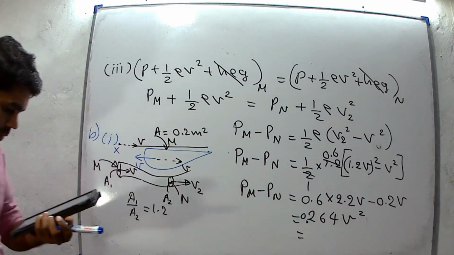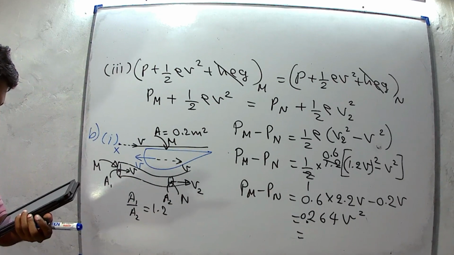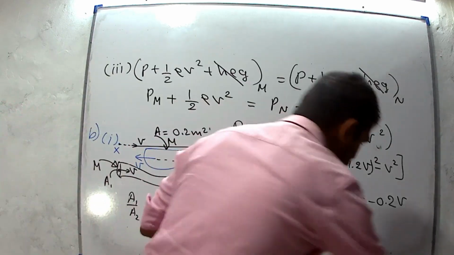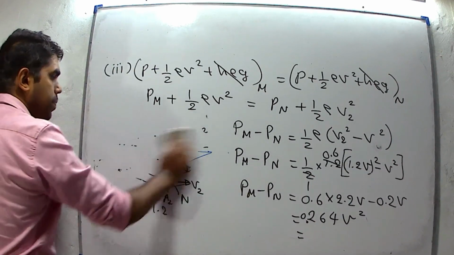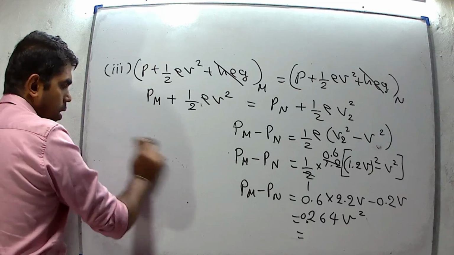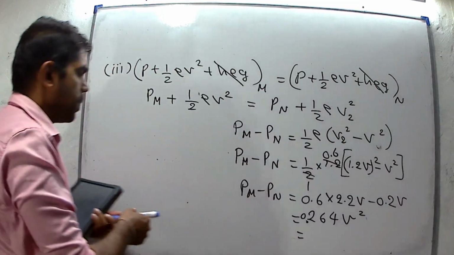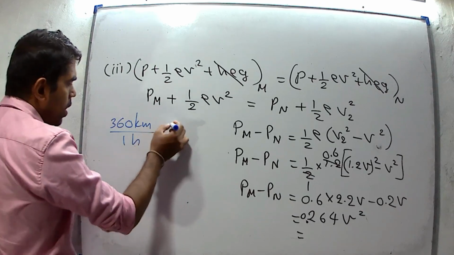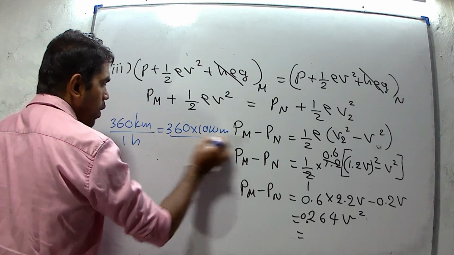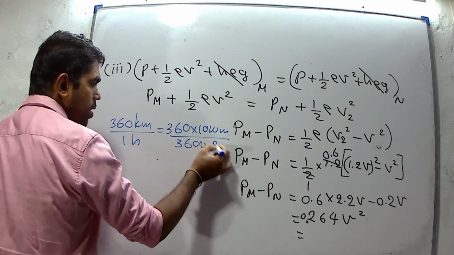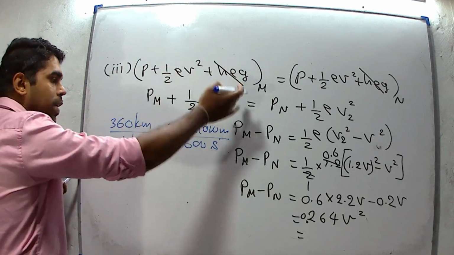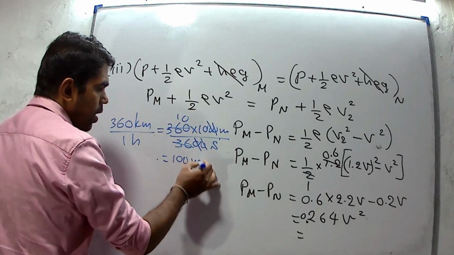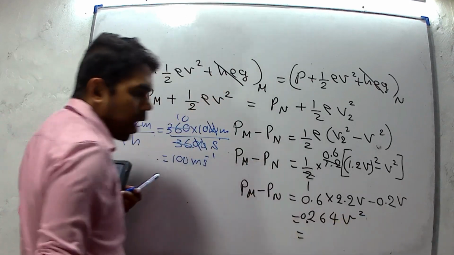Now, the V value is given: velocity of air relative to the car is 360 kilometers per hour. We have to convert it to meters per second before substituting the value. 360 kilometers per hour, kilometers divided by 1 hour. We have to multiply by 1000 to convert to meters, and 1 hour is 3600 seconds. Then we can cancel out 2 zeros. 100 meters per second. Now we can substitute the V value, 100 squared.